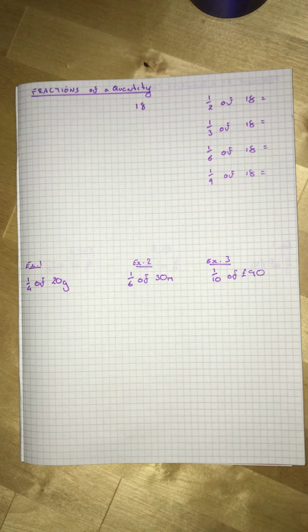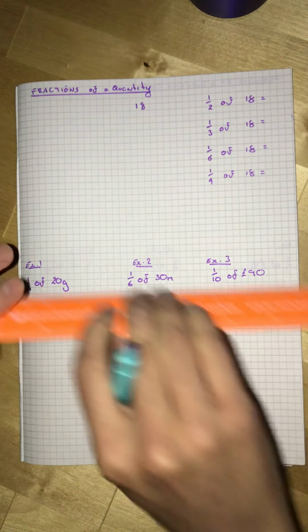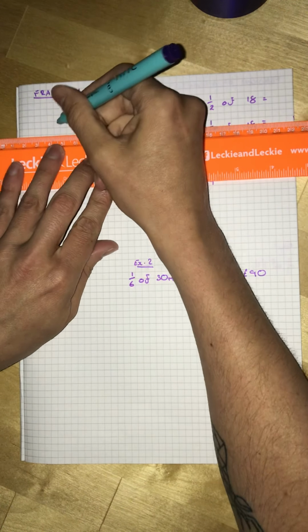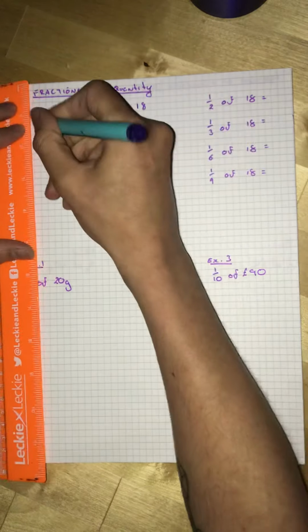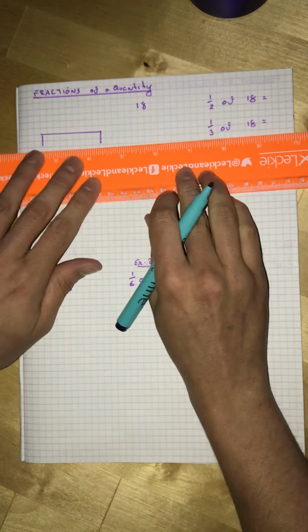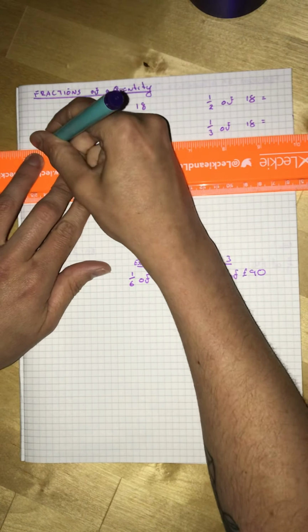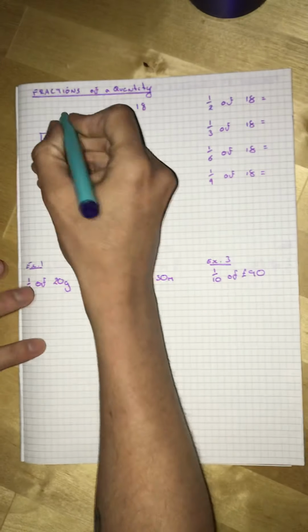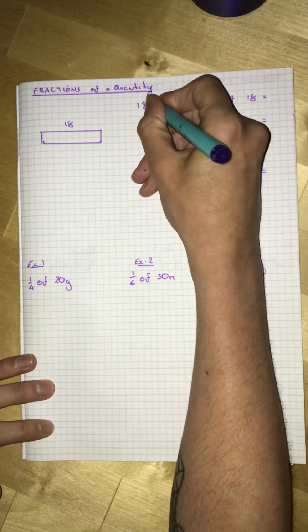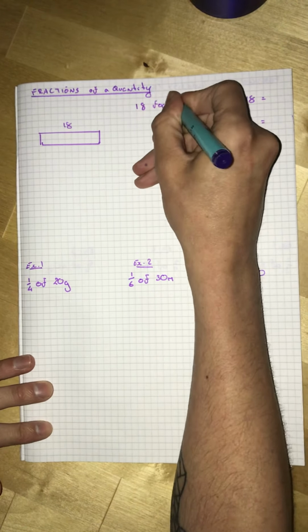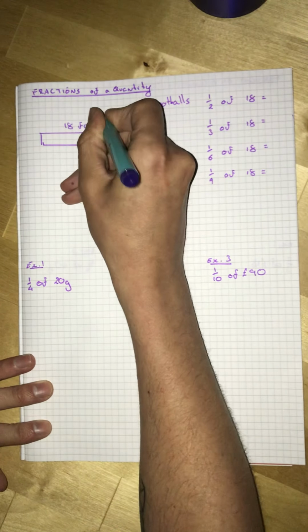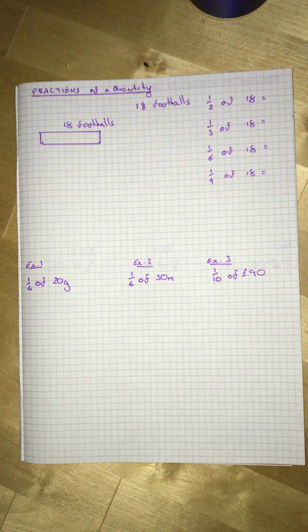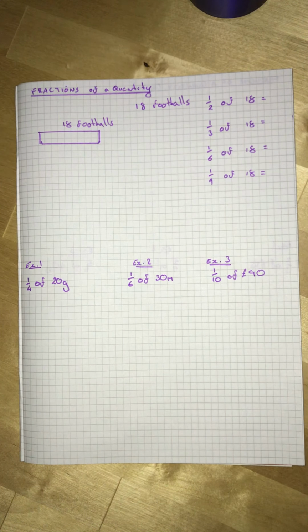Okay? So what we could do is we could draw out a visual representation of 18. So that is 18 footballs. You could draw out actual 18 footballs and then count them into groups, but I'm going to do it this way and see if you can do this from now on.